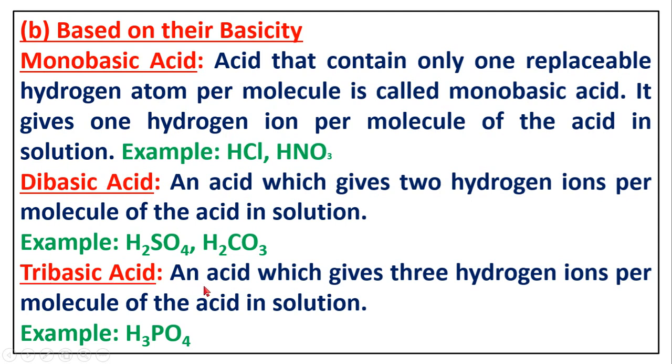Tribasic acid: an acid which gives 3 hydrogen ions per molecule of an acid in a solution. For example, phosphoric acid, H3PO4, splits into 3H plus and PO4 3 minus. Here 3 hydrogen ions can be replaceable. So it's an example of tribasic acid.